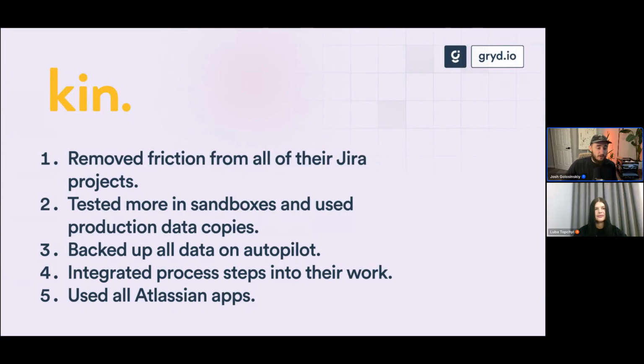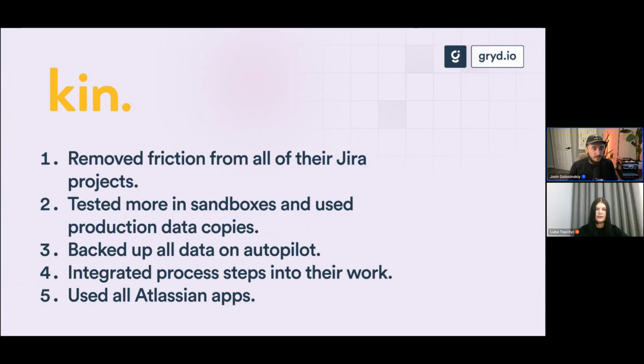I want to give a specific example of Kin Insurance, which is a company we worked with not long ago. Walking through all of these 5 points, we moved them from Asana to Jira, and we took that opportunity to remove the friction from as much of their processes as we could. We tested in a variety of different ways. Pretty much everything we built for them had multiple versions and variations that we tested in sandboxes and then pulled into production. We backed up all their data on autopilot.